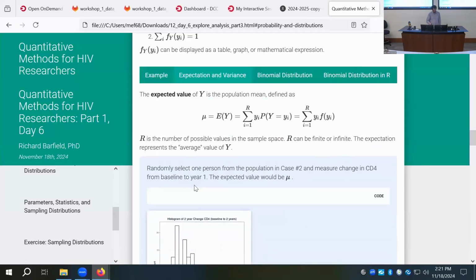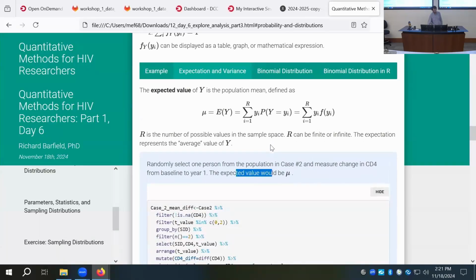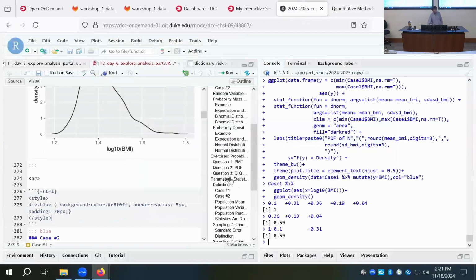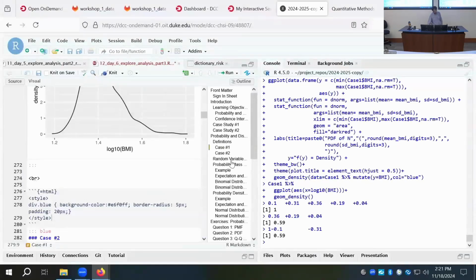So basically, if we measure the change, say, of some CD4 counts from baseline to year 1, in that case 2, the expected value of that would be mu. So if we look at that data set, we go into expectations.